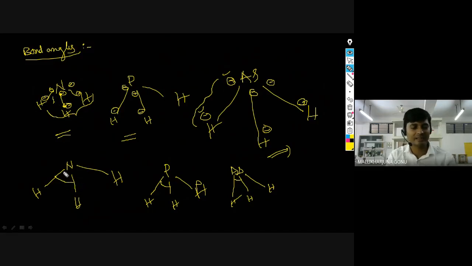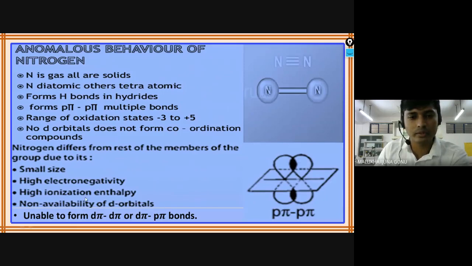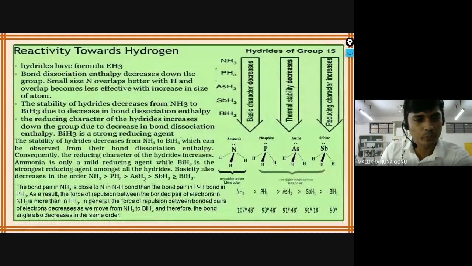That is the reason they repel and take some space in between. So that's how bond angles decrease as you go down the group in the case of hydrides. Hope it is clear now. That's what that slide talks about. Go through all those points and try to understand. So all these points are explained.